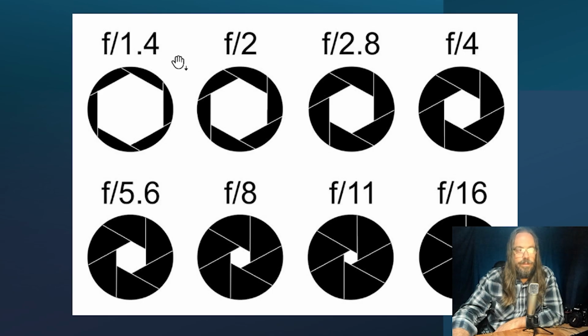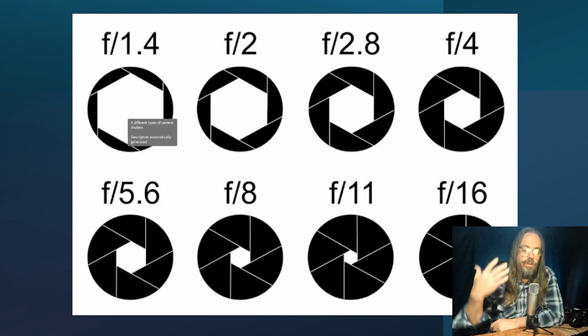Most of your entry-level lenses can't get to 1.4. Probably most of you can get to f4 or 5.6. If you have a pro lens, you could probably get to 2.8, or you can probably get down to 1.8 or 1.4. The size of this opening is going to determine how much light comes through.